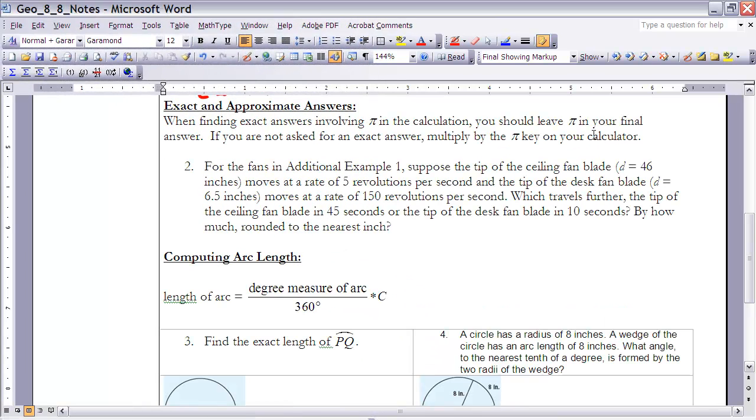Okay, so let's talk about exact versus approximate when we're using pi. I talked a little bit about this in example 1, but when we're finding an exact value in calculations that involve pi, you need to leave pi in your final answer. So simplify everything except for the multiplying by pi and just leave that in your final answer. If you are not finding an exact answer, make sure that you multiply by pi with the pi key on your calculator. Generally, it's best to leave an exact answer if we're talking about something that's theoretical.